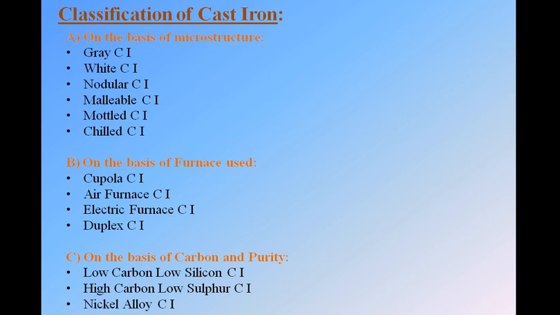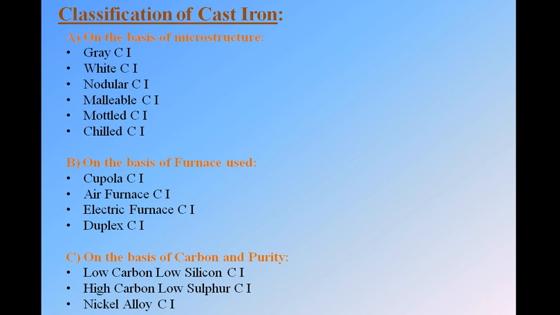Then B, on the basis of the furnace used, we have four parts: cupola cast iron, air furnace cast iron, electric furnace cast iron, and duplex cast iron. And C, on the basis of carbon and purity, we again have three parts: low carbon low silicon cast iron, high carbon low sulfur cast iron, and nickel alloy cast iron. So this is a broad classification of cast iron, but for our syllabus we only have four: gray cast iron, white cast iron, nodular cast iron, and malleable cast iron. We will go through their composition, properties, and applications.